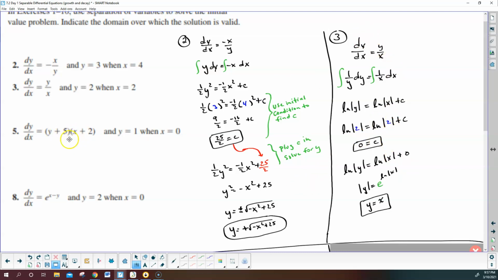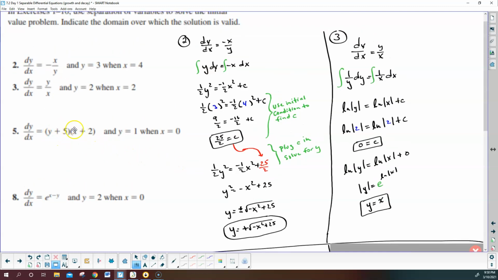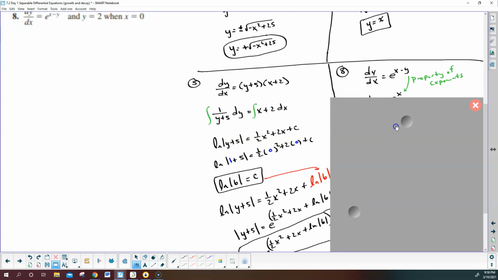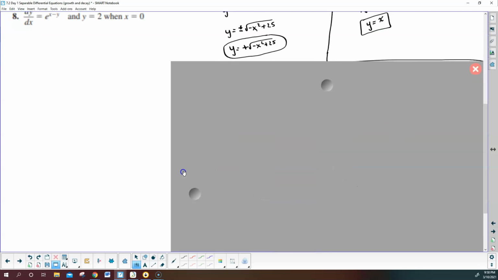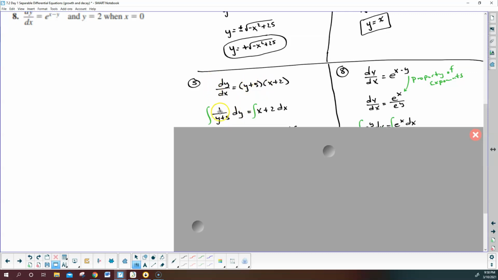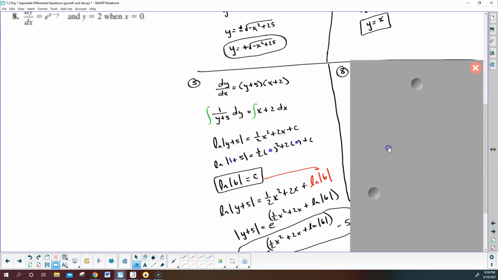So let's look at number 5. Number 5 is kind of tricky. First thing you do not want to do is FOIL. When you FOIL, you mix your x's and y's together. So notice, let's check our work here. First step, what do we do? We isolate the y values and bring it over. So I'm going to actually move the y plus 5 over with division, and then the x plus 2 is going to stay. Now what that allows us to do is take the antiderivative of each piece.